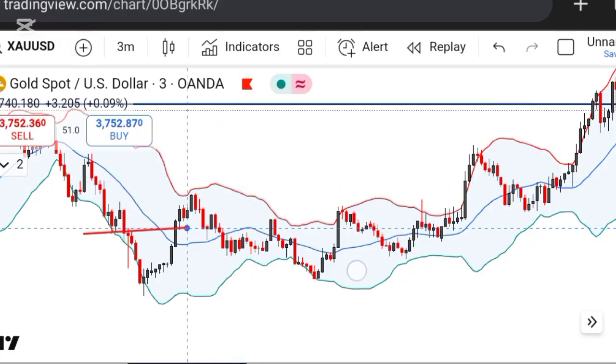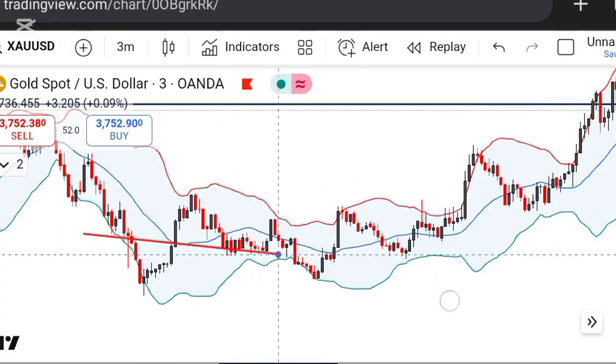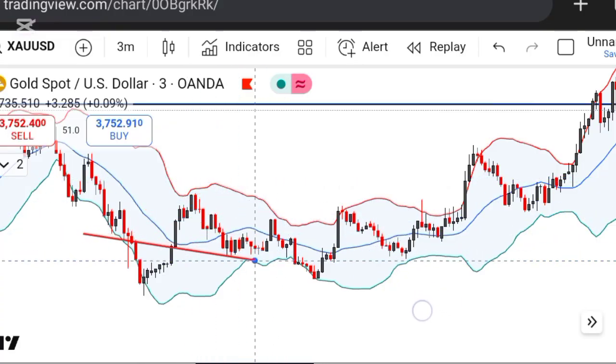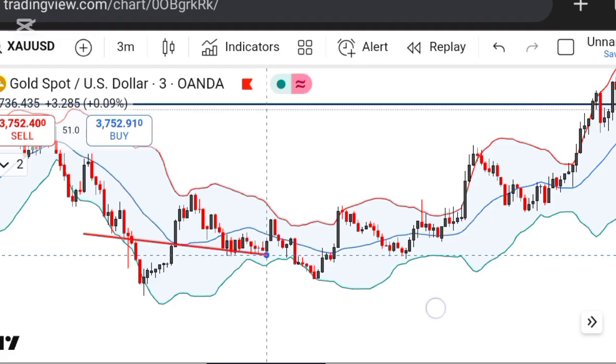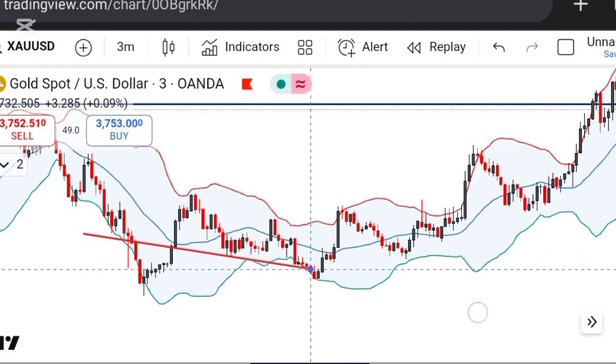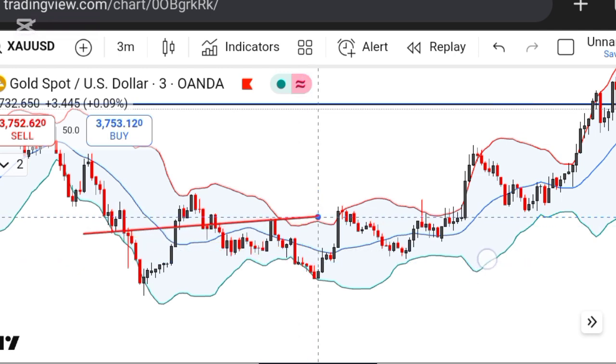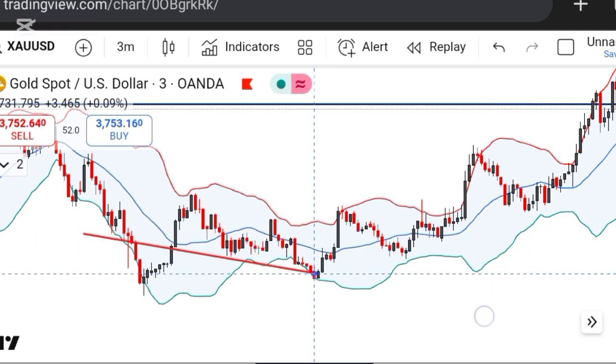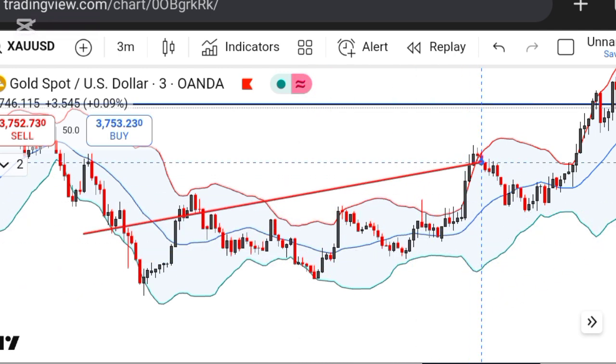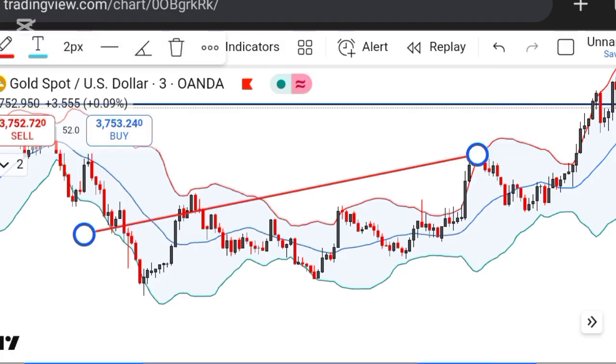As it broke down again, you are still looking for buy once the market hits the lower band. So the market hits the lower band right here and it closes bullish. If you take this trade, it will be a loss, and if you try it again, it will be a winning trade. So this is it for this strategy.